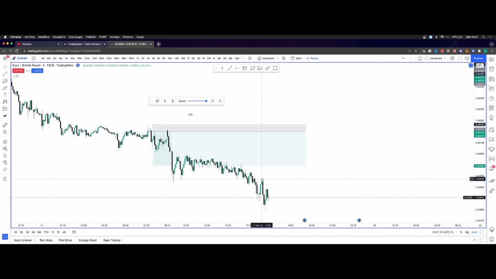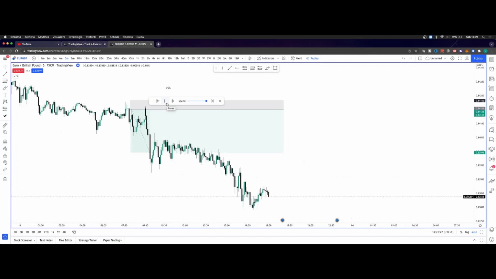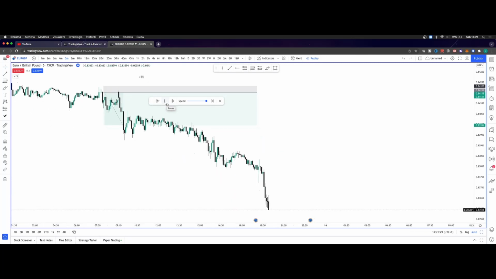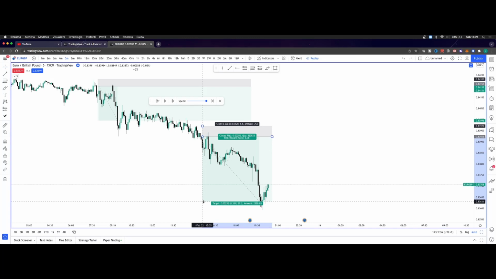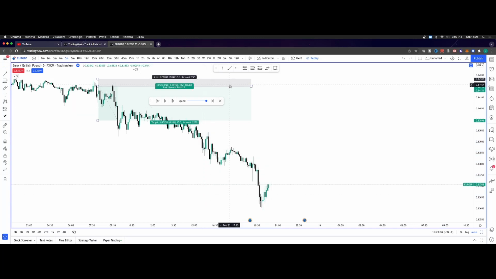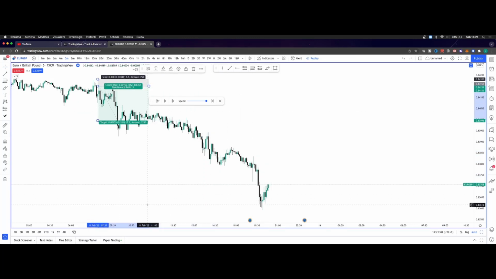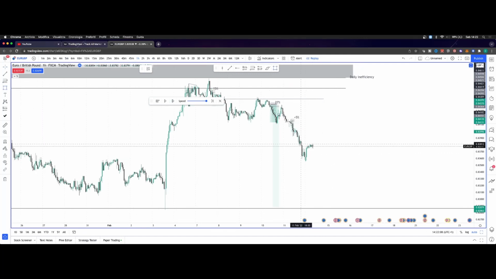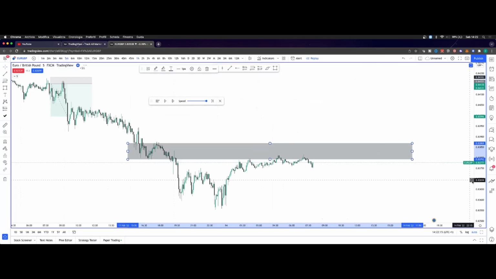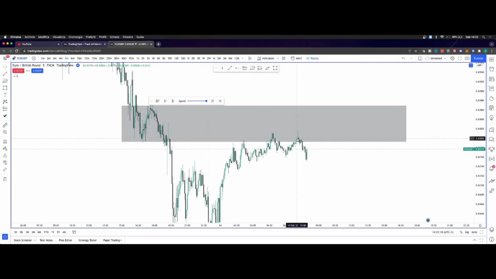This is another potential entry. Look, it will be great, but I didn't take it. Okay. This level could be interesting, but I don't care about the level itself. I want to see my confirmation.